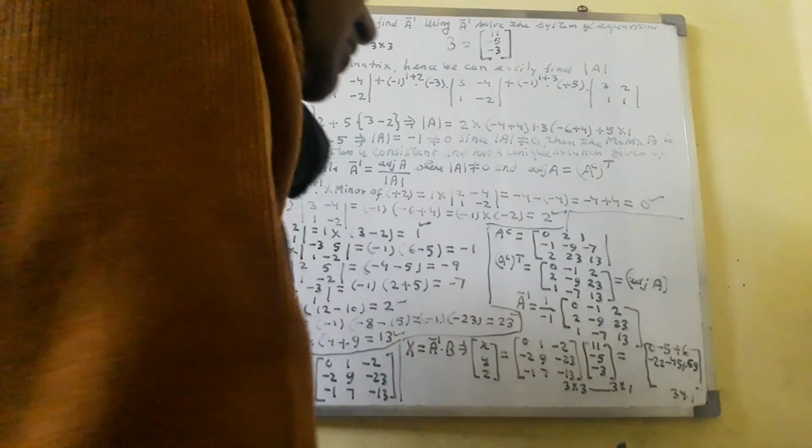Minus 23 will multiply to minus 3 comes out to here 69. Sixty-nine.